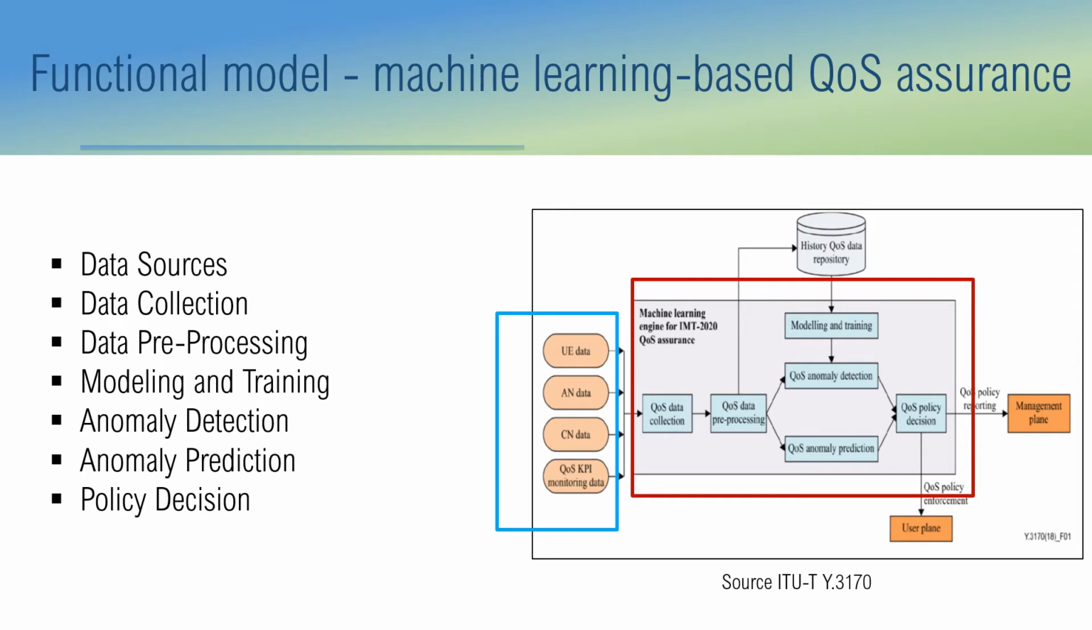So the box in the blue has the data sources. Like for example, if we take a mobility network, the data sources are the user equipment, or the eNode Bs which are part of the E-UTRAN, or the core elements like MME, S gateway, P gateway.